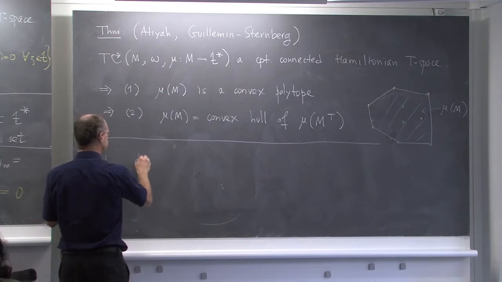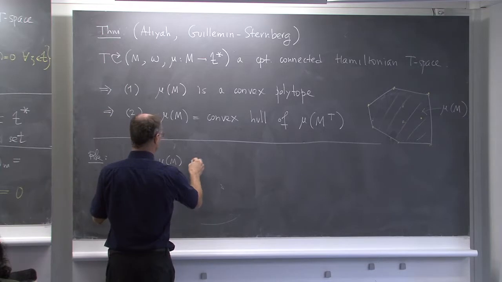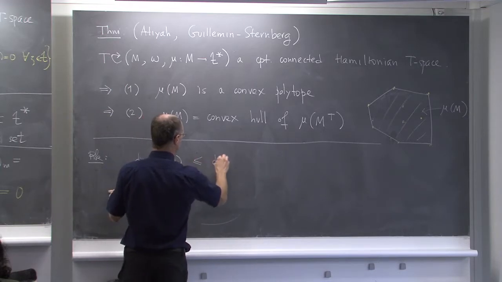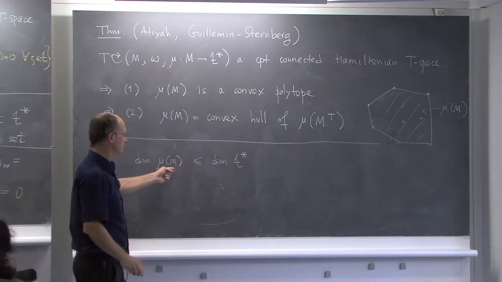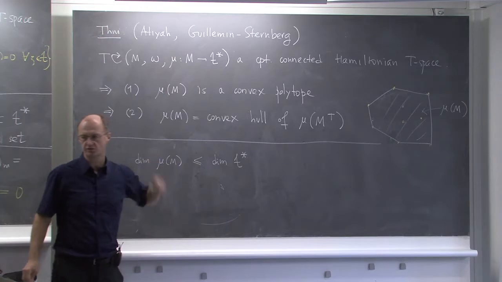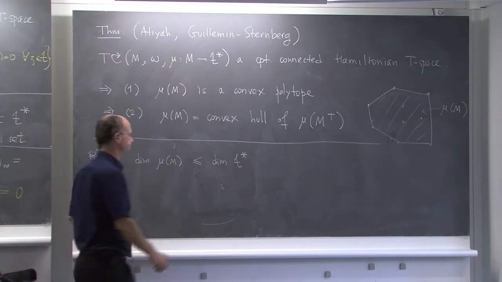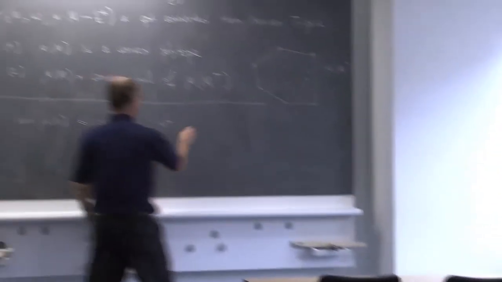So the dimension of mu of M is of course smaller or equal than the dimension of T star, and in many cases, of course, it is equal, but it doesn't need to be equal. Is it the same as saying that the action is ineffective? Sorry? Yeah, if the action is effective, then the dimension will be the same.